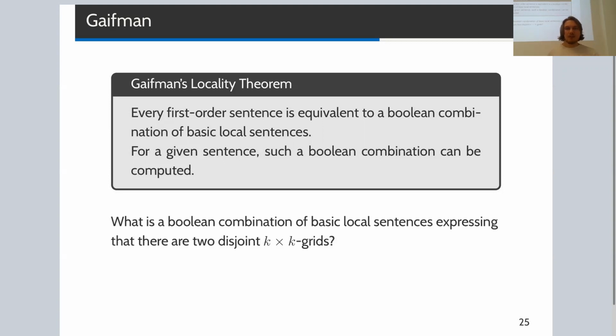And here's an example. Let's try to come up with such a Boolean combination of local sentences. We know that you can express in first order logic that there are two disjoint k by k grids. And by Gaifman's locality theorem, there should be a Boolean combination of basic local sentences that is equivalent to the property that a graph has two disjoint k by k grids. Can you come up with such a combination?